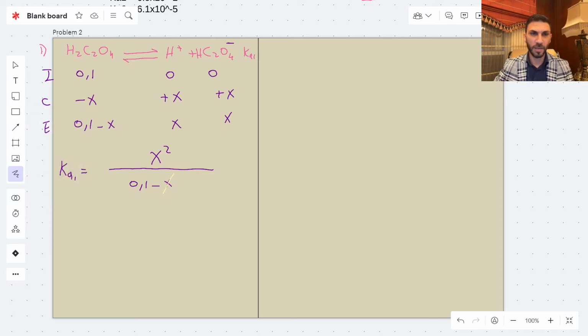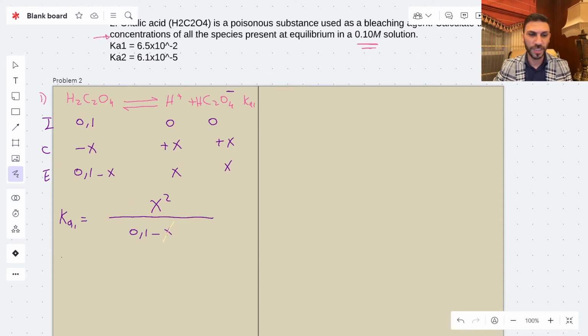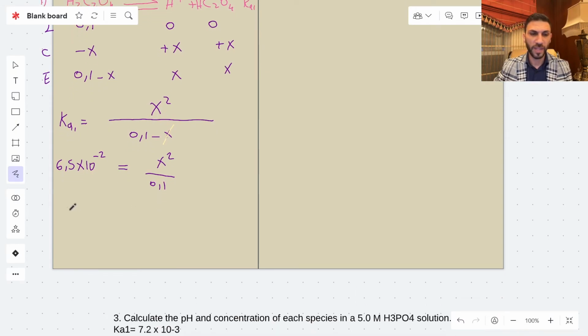And we're going to use the Ka1, which is 6.5 times 10 to the power of negative 2 equals x squared divided by 0.1. And then we do the math. X equals 0.081. All right, now we need to check the approximation.